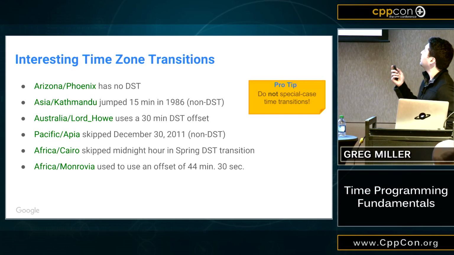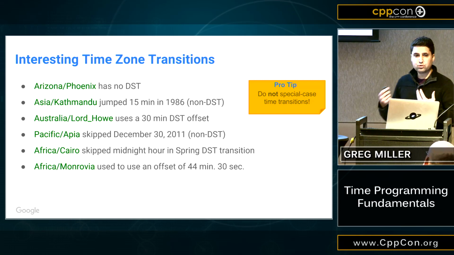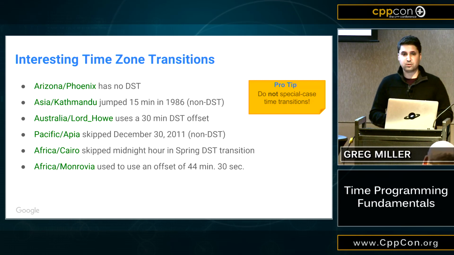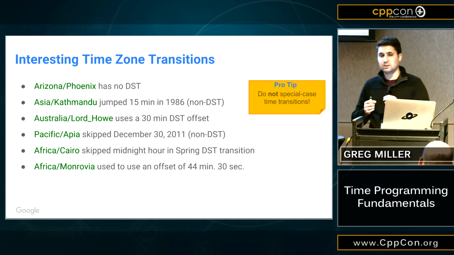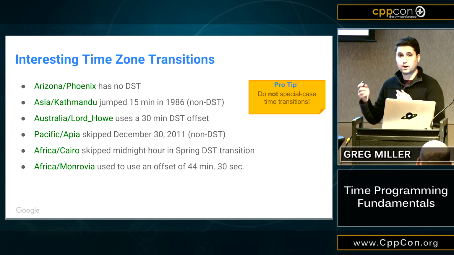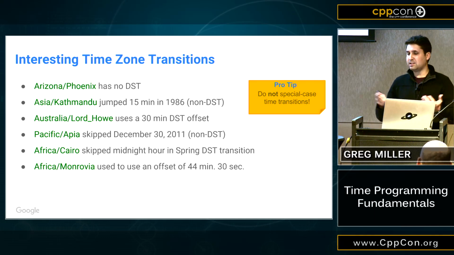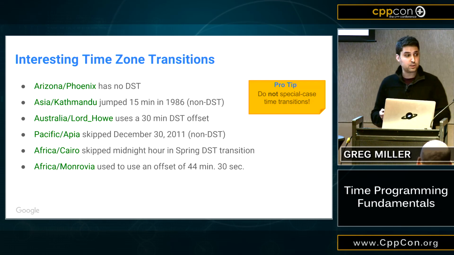So the takeaway I'd like you to remember here is don't try to special case time zone transitions. Don't try to write code to say, okay, I know there's a transition, let me figure out what I'm supposed to do. There's over 500 time zones. There's updates to time zone data maybe about 8 times a year. So it's way too complicated to try to write that special case code yourself.